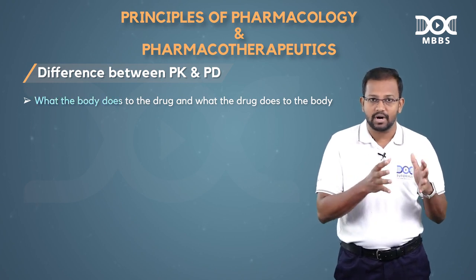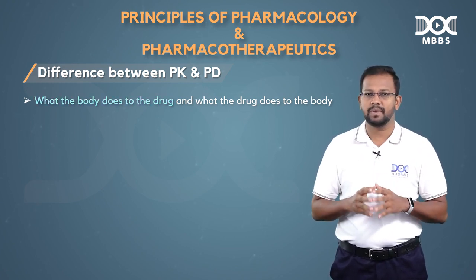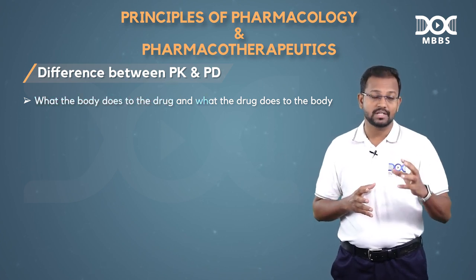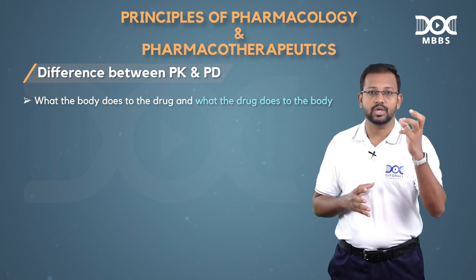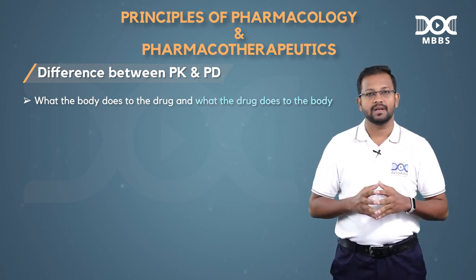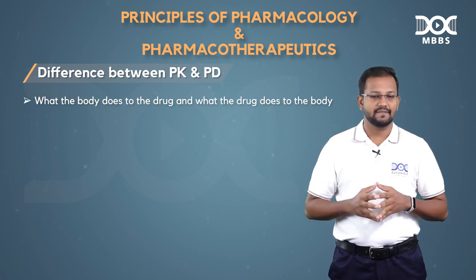Pharmacokinetics means what the body does to the drug, how it is going to be playing football with that drug. And pharmacodynamics means what the drug is going to be doing to the body, how it is going to alter certain enzymes or alter the effect which is produced. This is what PK and PD, the second definition is.